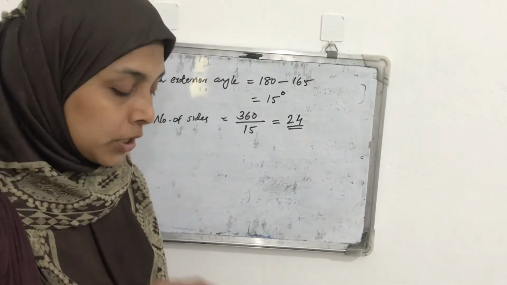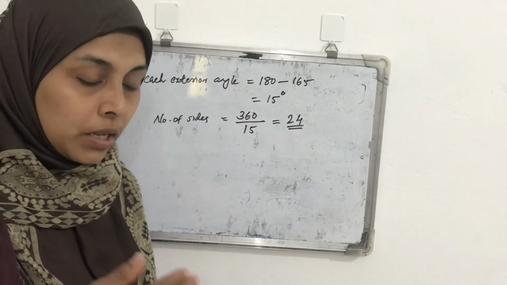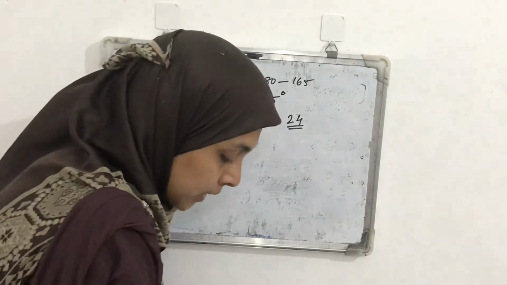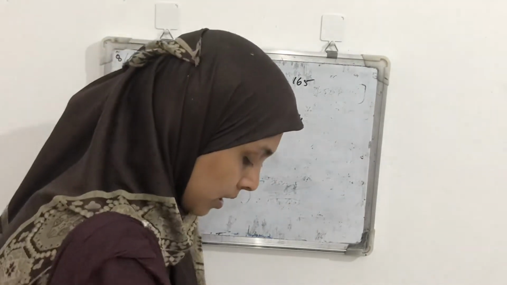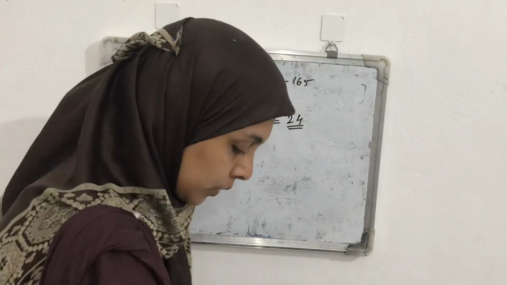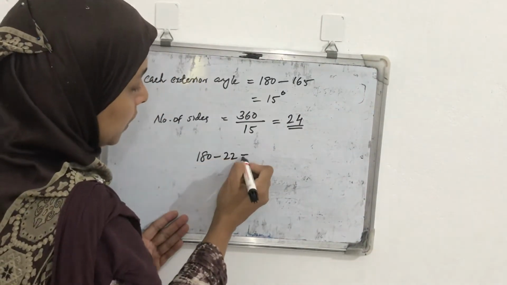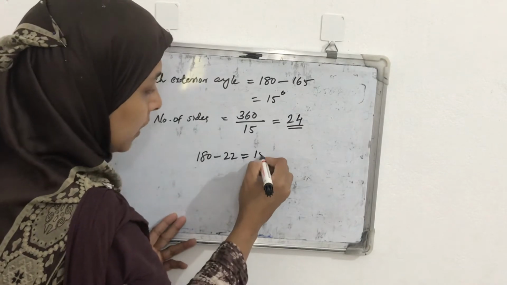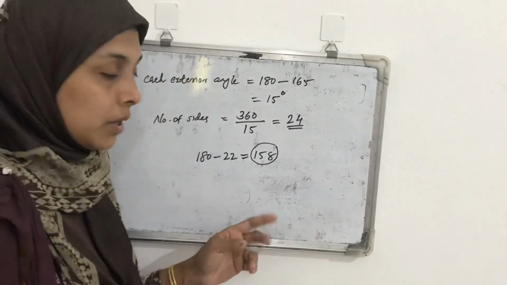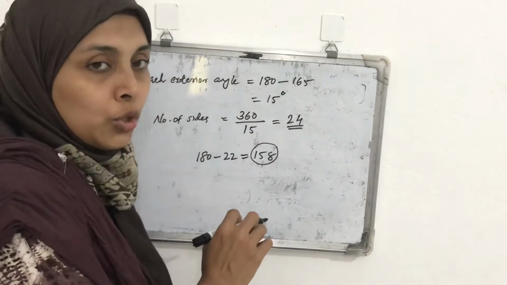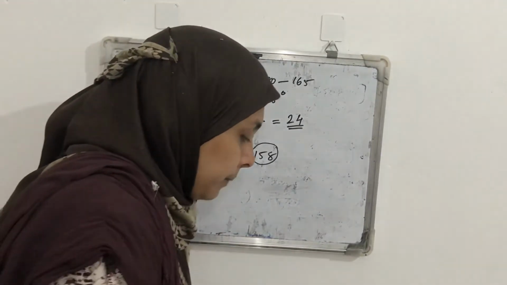Okay. So next, question B. Can it be an interior angle of a regular polygon? No. How can we check? If the interior angle is 22, what will be the exterior angle? We take 180 minus 22. Then the exterior angle will be 158. Now, is 360 divisible by 158? Not possible. So it is also not possible. Clear? Next question, the sixth one.